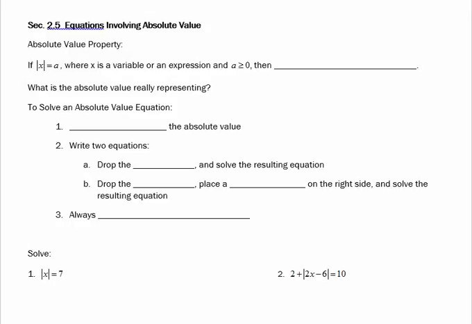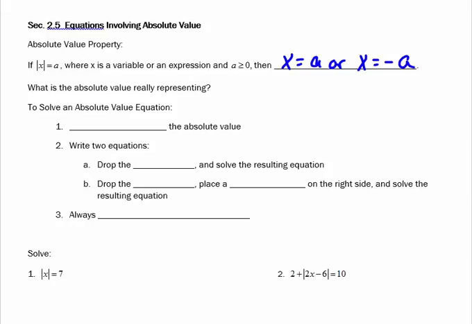Section 2.5, Equations involving absolute value. The absolute value property states that if the absolute value of x equals a, where x is a variable or an expression, and a is greater than or equal to 0, then x would equal a, or x would equal negative a. So you can see we're going to end up with two answers with absolute value equations.